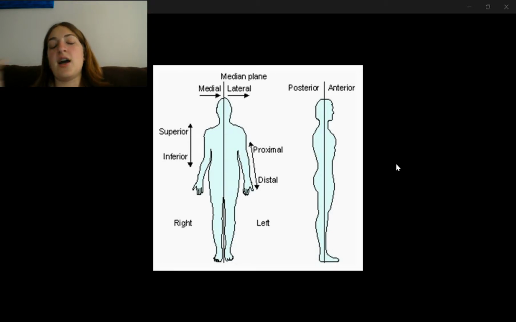Deep is the opposite of superficial. It's farther from the surface. So, say the bone of the femur is deep compared to the muscles surrounding it. The femurs are farther from the surface than the muscles are. And then subcutaneous is just below the skin. That one is easy, but I'm trying to think of some example. Can't think of it at the moment.